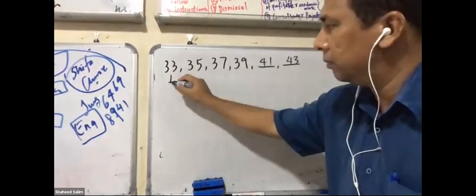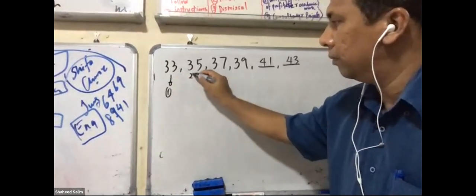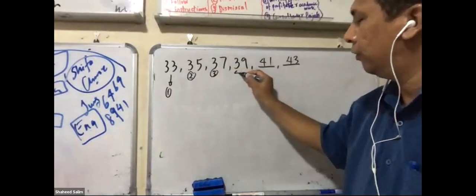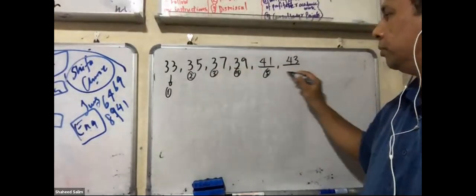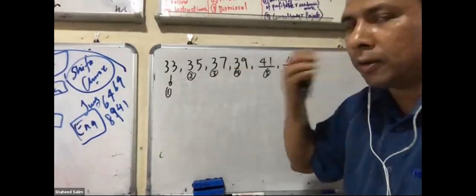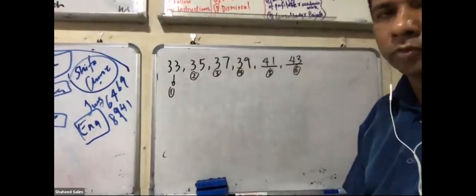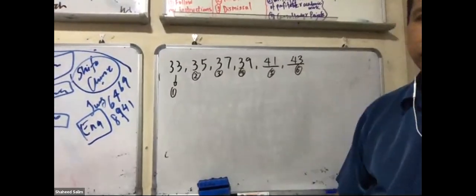This is the first term. Second term. Third term. Fourth term. Fifth term. Sixth term. Can you come out the formula? What is the first term?